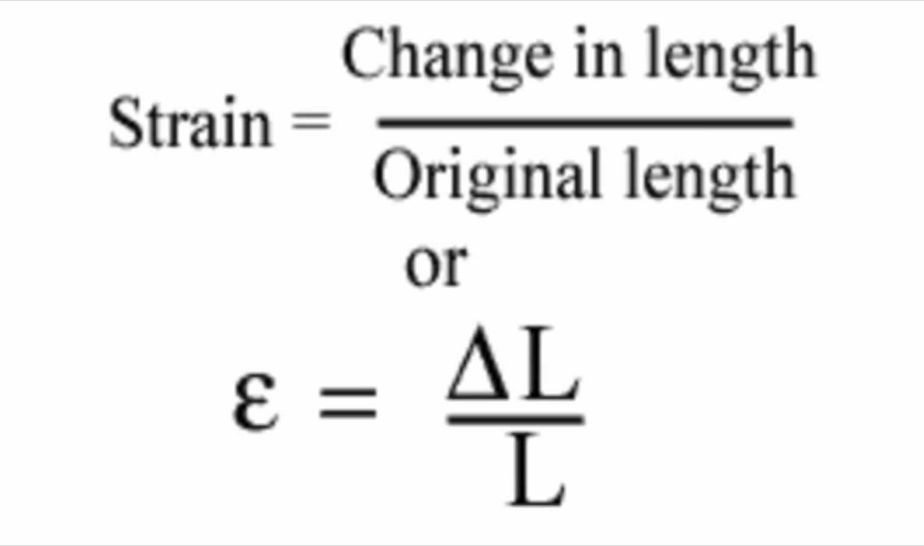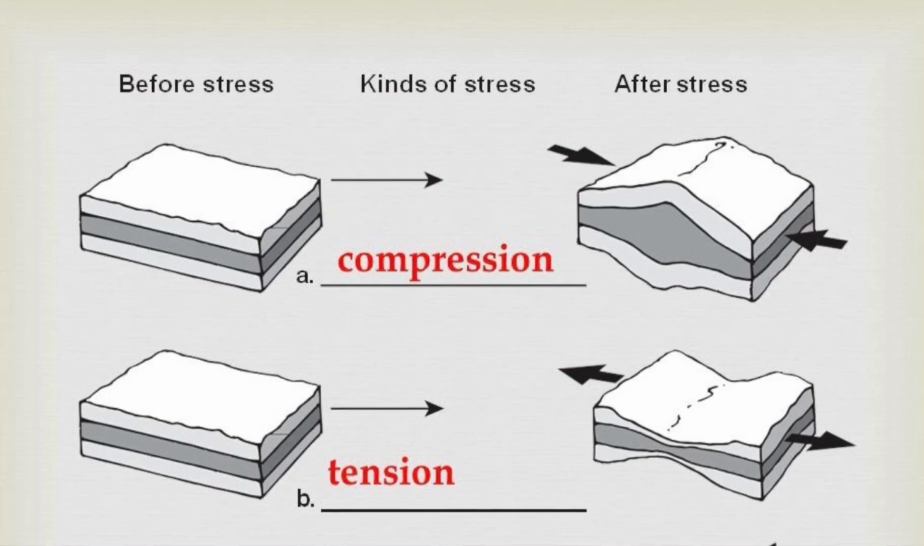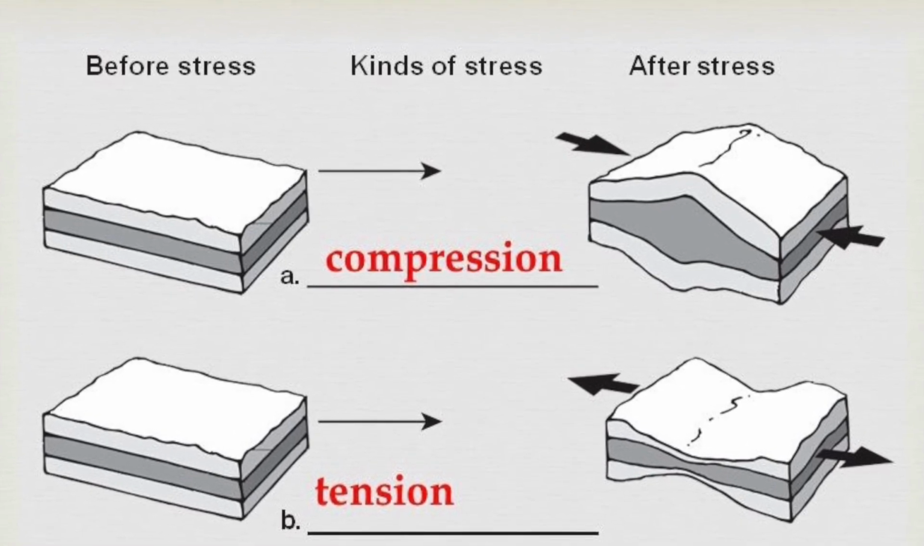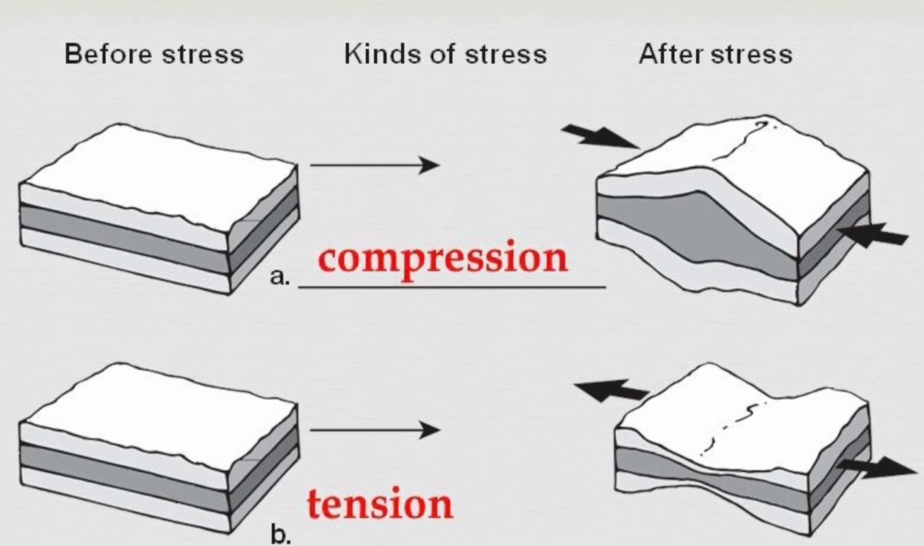There are two kinds of stress, which are compressional and tensional. Tensional stress is when objects are stretched, whereas compressional stress is when objects are under compression.